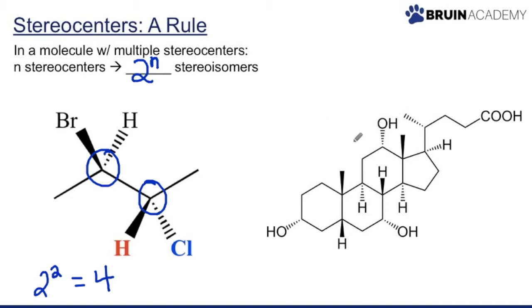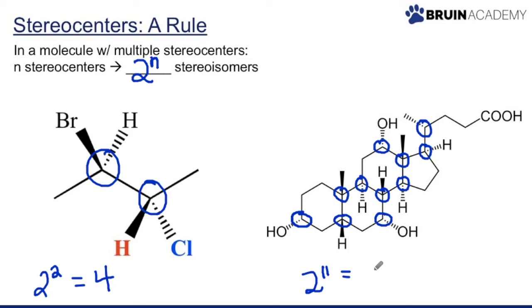Next, we're going to look at this cholic acid molecule and identify the number of stereocenters to figure out how many stereoisomers are possible. So we're going to circle them here. 1, 2, 3, 4, 5, 6, 7, 8, 9, 10, 11 stereocenters there. So 2 to the 11th is 2048. So we're going to have technically 2048 possible stereoisomers that can be drawn. So this is a good rule to keep in mind when you're counting up how many chiral carbons you can find.